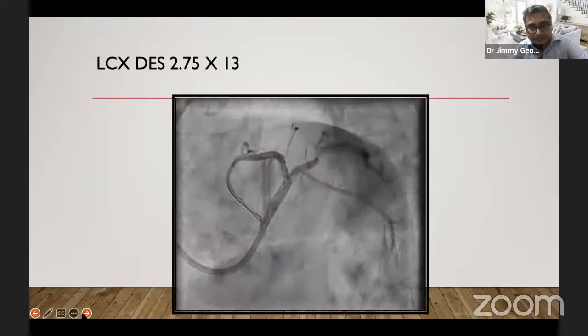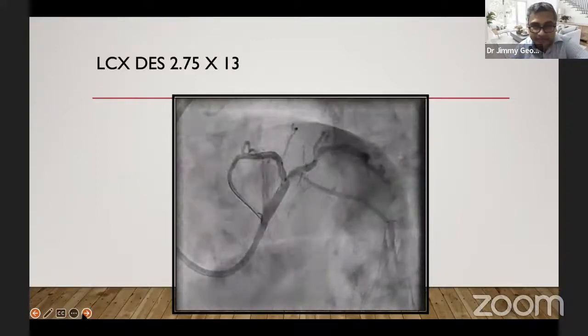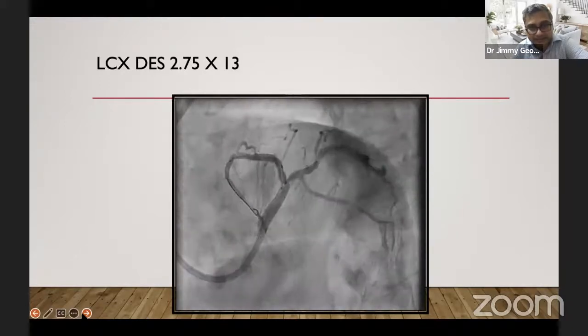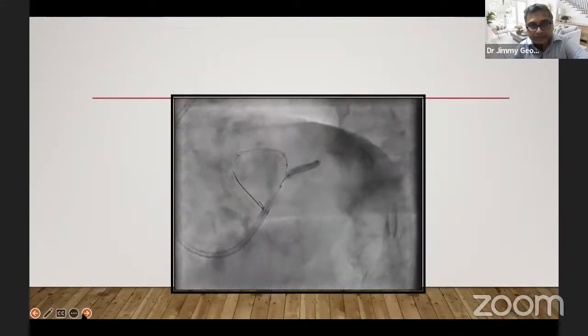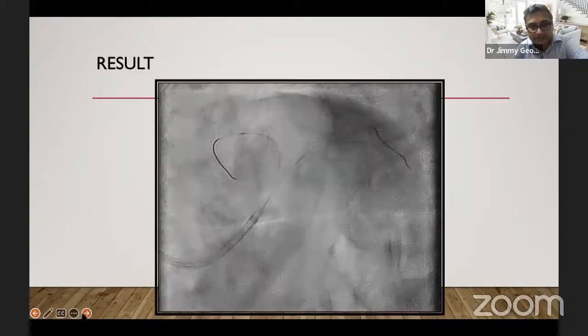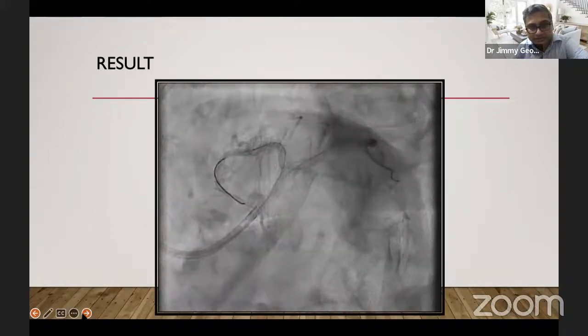So she was planned for careful ostial circumflex stenting, which may differ with others. I also had some hesitancy going like that. We kept a balloon across the LM-LAD and did a 2.75/13 ostial circumflex stenting after pre-dilatation and wiring both branches. This was the deployment of the stent, keeping the struts apart, not crossing the ostial LAD or injuring the left main. And this was the result after that.